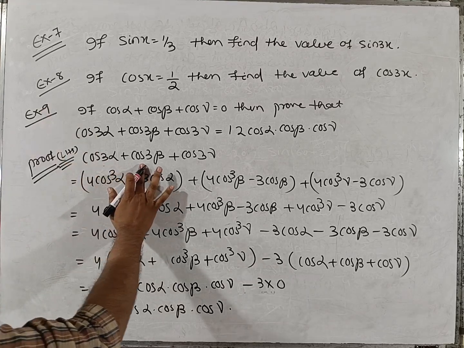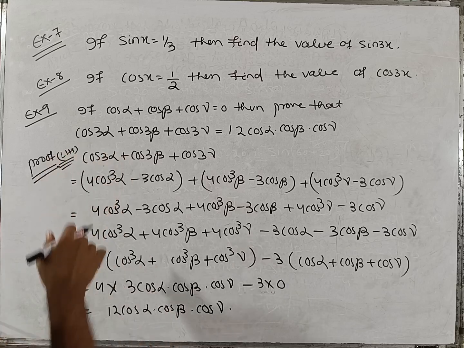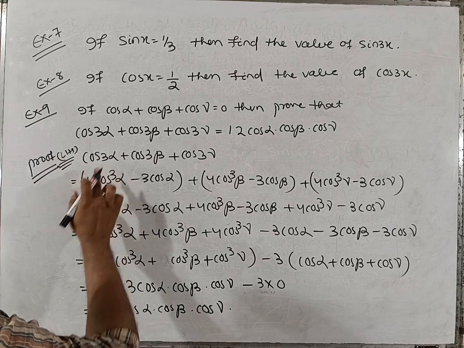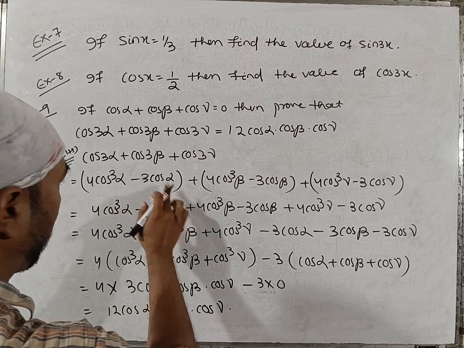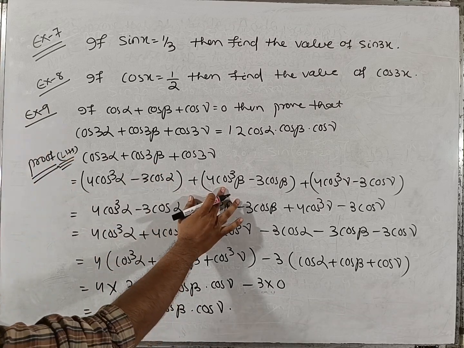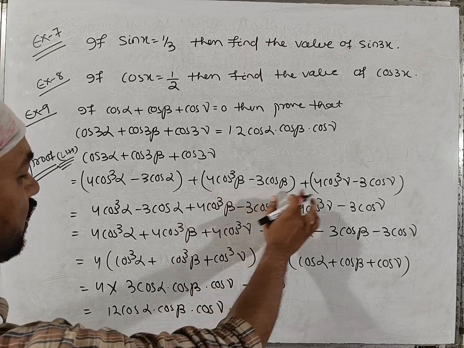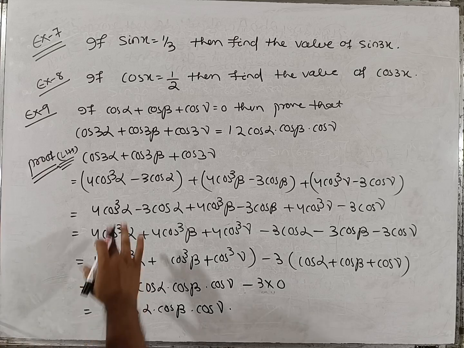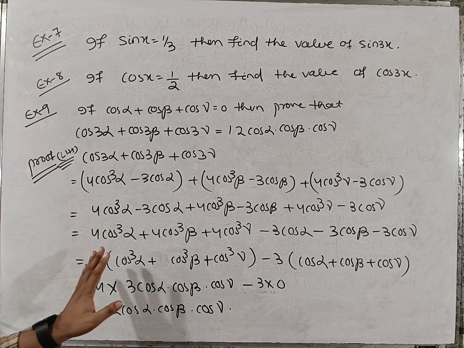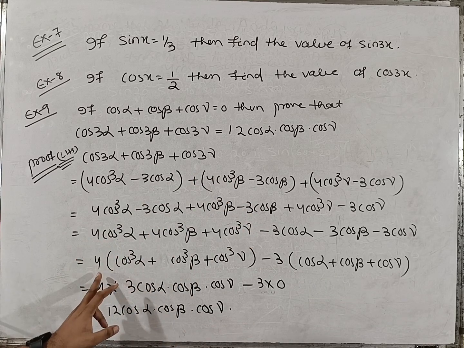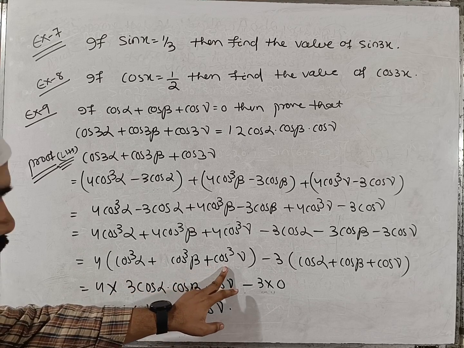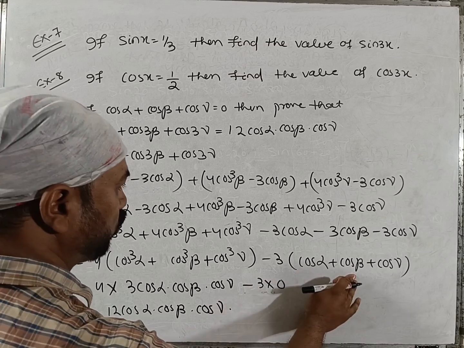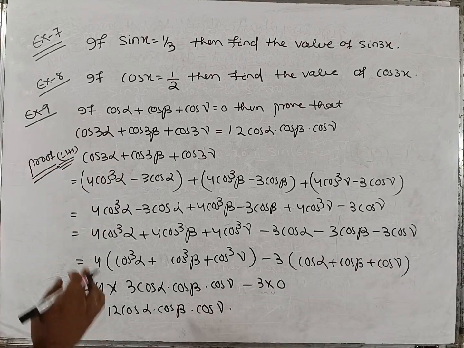Cos 3 alpha plus cos 3 beta plus cos 3 gamma. First of all, you have to put the formula of cos 3 theta here. That means in place of cos 3 alpha, you get 4 cos cube alpha minus 3 cos alpha. In place of cos 3 beta, you get 4 cos cube beta minus 3 cos beta. Similarly, 4 cos cube gamma minus 3 cos gamma. Then you have to arrange these terms, and taking 4 as common, we get 4 times cos cube alpha plus cos cube beta plus cos cube gamma. And taking minus 3 as common, in the second part you get cos alpha plus cos beta plus cos gamma.